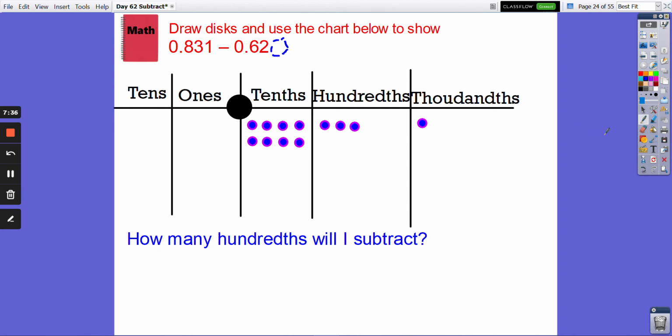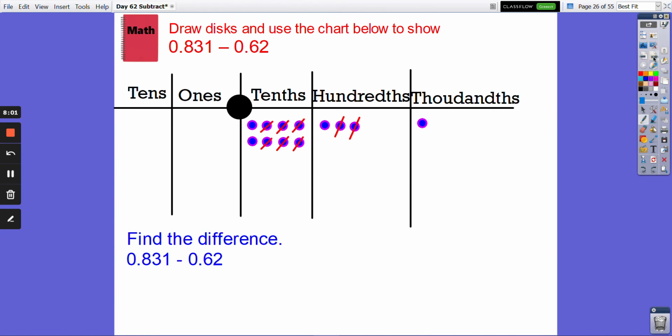Okay, so we're not going to take anything away for the thousandths place, but we are going to take a number away for the hundredths place. I'm going to take away 2 hundredths. So let's go ahead and cross off 2 of the hundredths. Okay, how many tenths will I take away, or will I subtract? I'm going to subtract 6/10. So we cross off those 6/10.